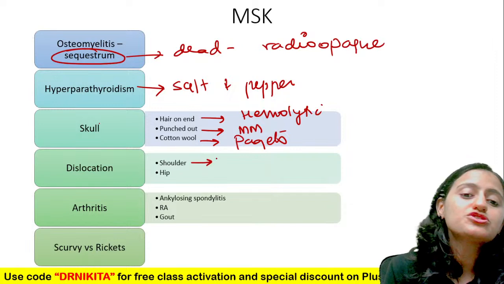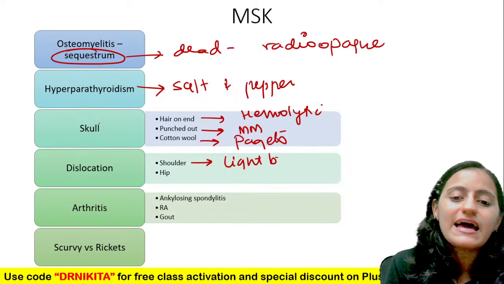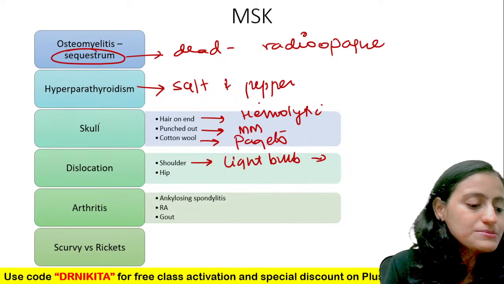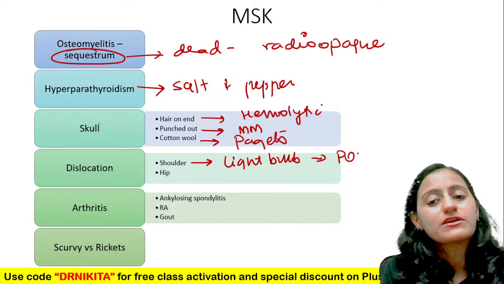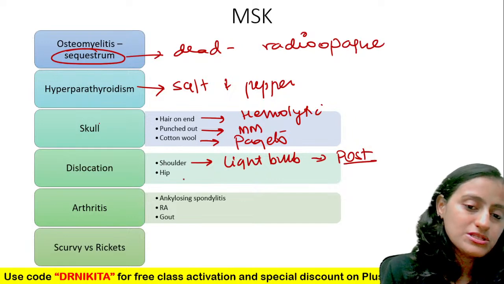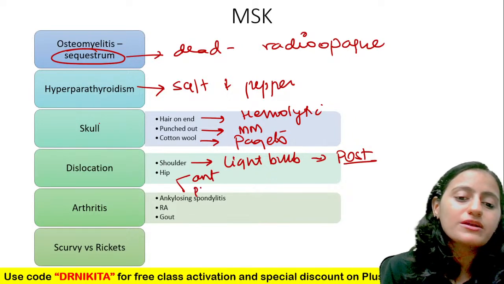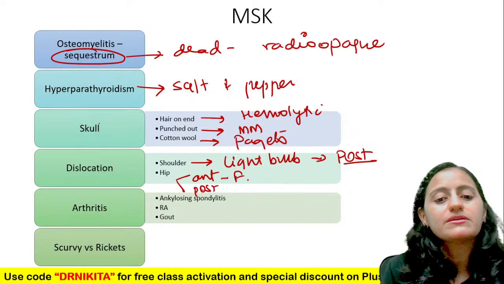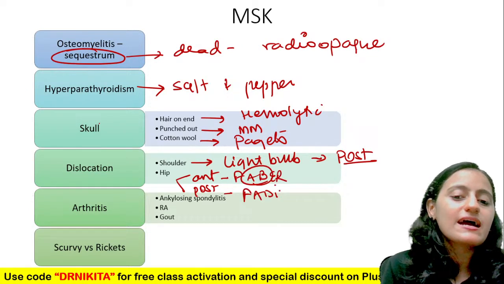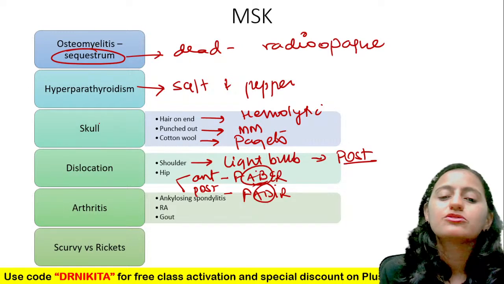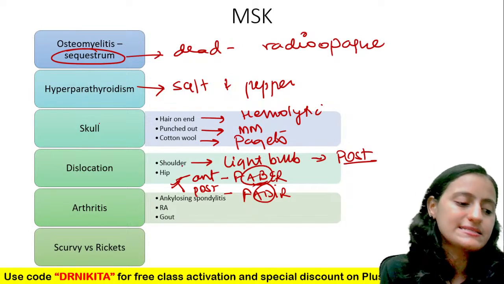In dislocation, shoulder, it is important. Where do you see the light bulb sign in shoulder dislocation? It is the posterior dislocation. Hip ka dislocation, important, anterior and posterior. Remember, anterior is FABER. It has abduction. Posterior has FADIR. It has adduction. Okay, so both of these have been asked in the exam.